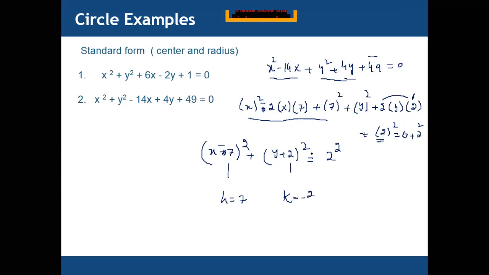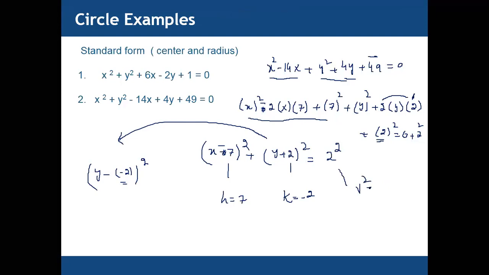As I told you that in general formula we have minus, so how we can write this in the form of standard formula? So we can write y minus minus 2 and whole square. So our k value is minus 2. Same, what is the value of r? So r square is equal to 2 square. r is equal to what? r is equal to 2. Standard form of circle equation.